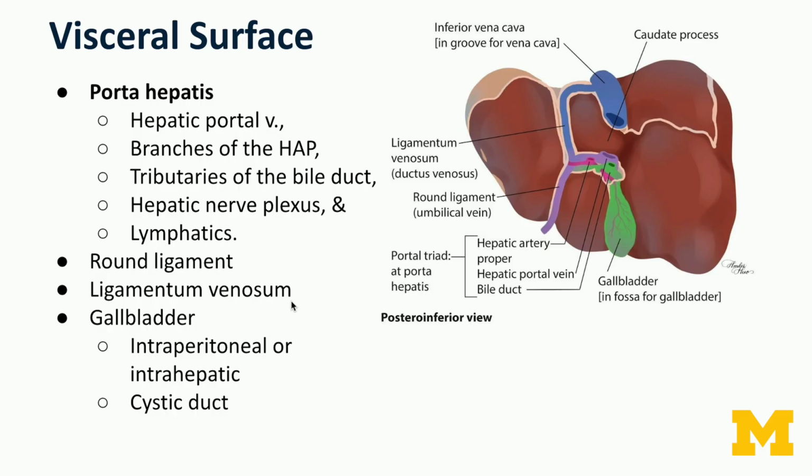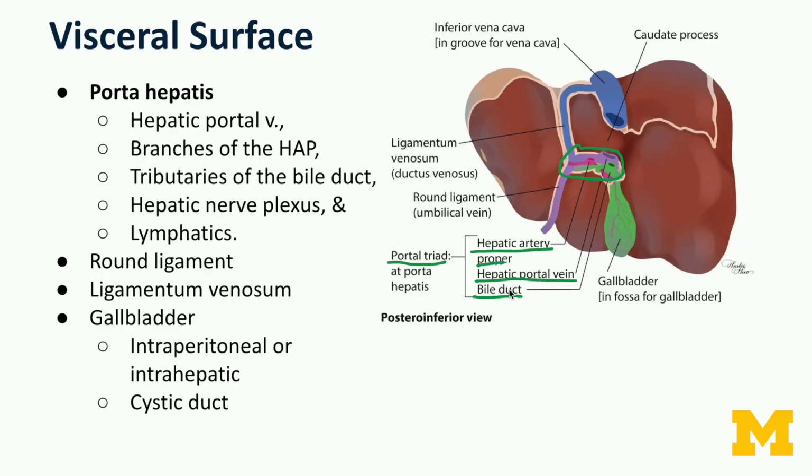Now let's take a look at the visceral surface of the liver, and in particular, a region intermediate between the caudate and quadrate lobes, bound by both the left and right lobes, known as the porta hepatis. The porta hepatis is going to conduct the portal triad. Recall that's branches of the hepatic artery proper, HAP, tributaries of the hepatic portal vein, and portions of the biliary pathway as well.